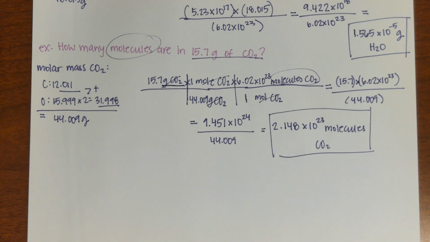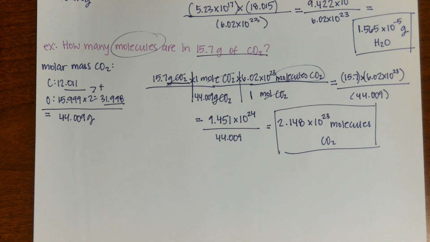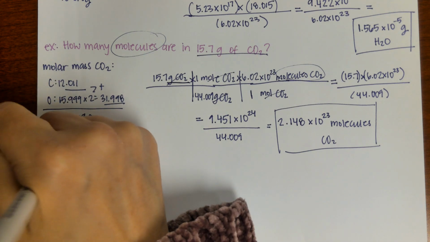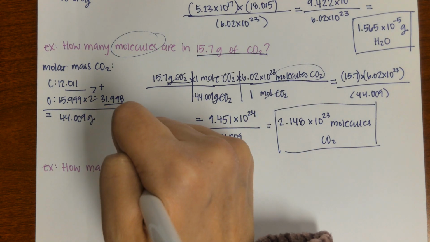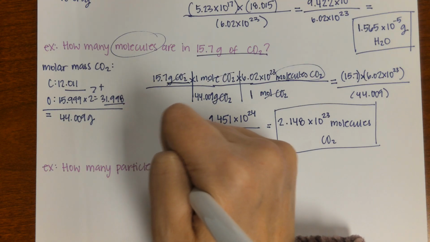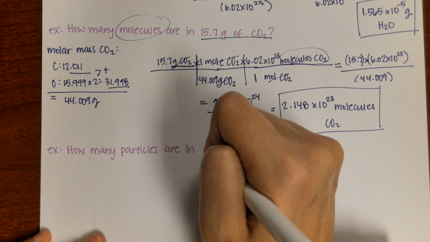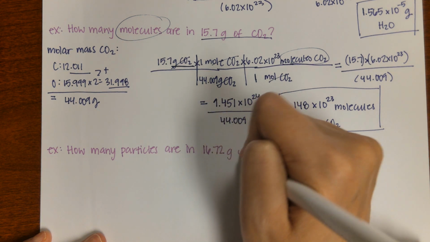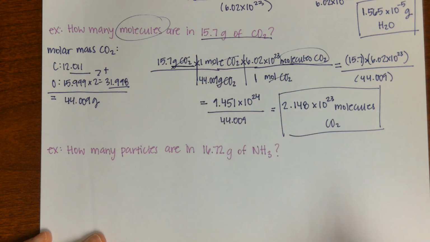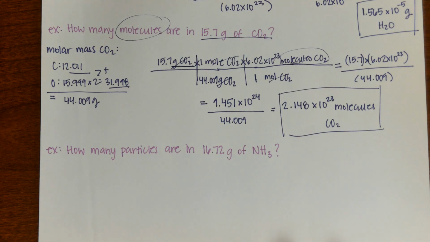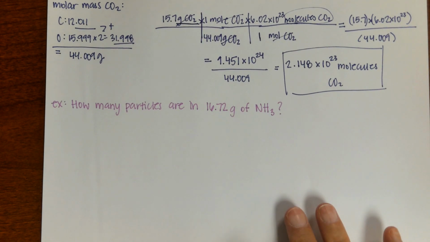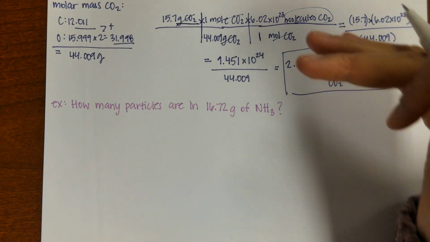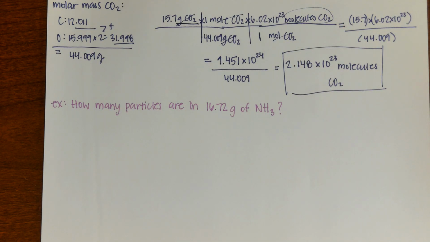Alright, so now I'm going to give you one example. You're going to try this by yourself. And then you're going to pause the video, work it out, and then unpause to check your work. Alright, so let's say I give you: how many particles are in 16.72 grams of NH3? So do the same steps that you have done before, the last two problems. So you have to know which one you start with and what goes top and bottom. Again, pause the video and try it on your own.